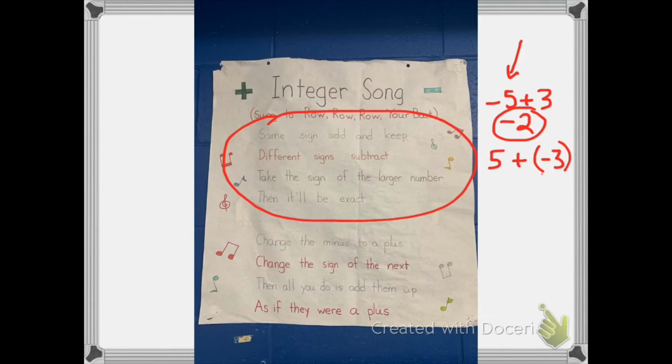The bottom example here is almost the same, except we have 5 plus negative 3. So once again, the signs are different, so we'll subtract. Take the sign of the larger number. Once again, it's 5, but in this case, it's positive, so it'll just stay as a positive 2 as our answer.